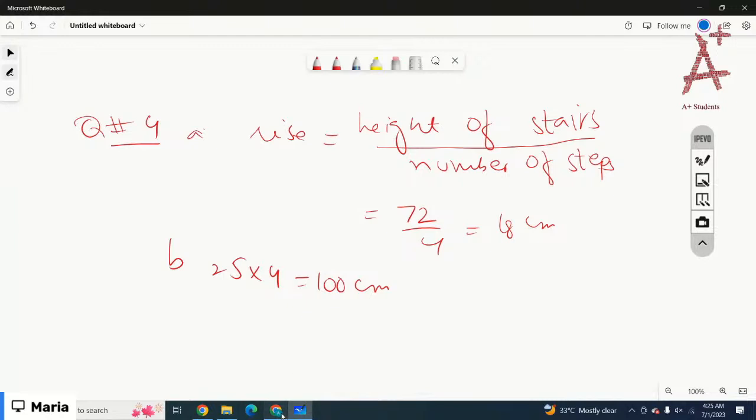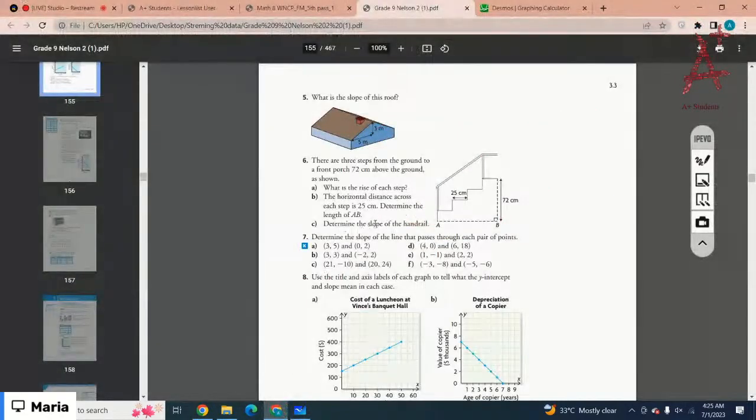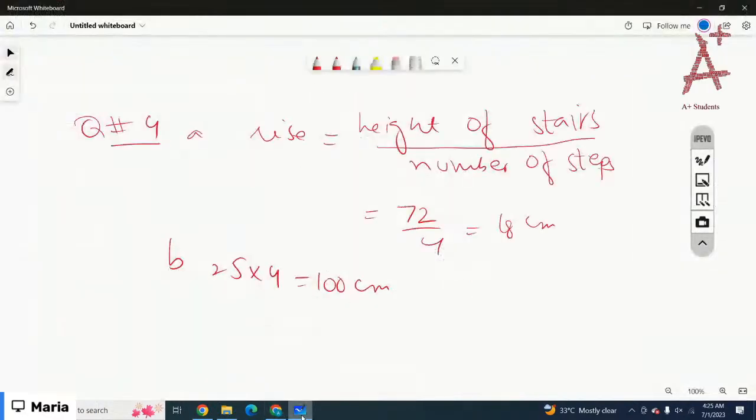The next one is to determine the slope of the handrail. Now you have to calculate the slope, where the vertical change is 72 and AB is 100. The horizontal change is 100. So it would be 0.72. That would be the slope.